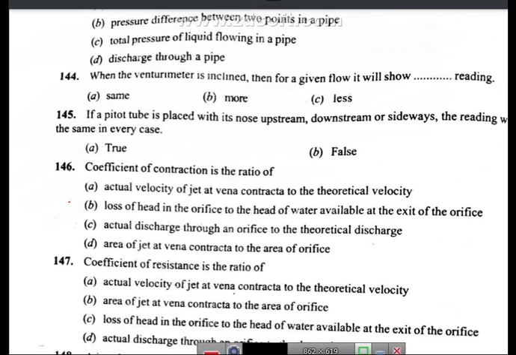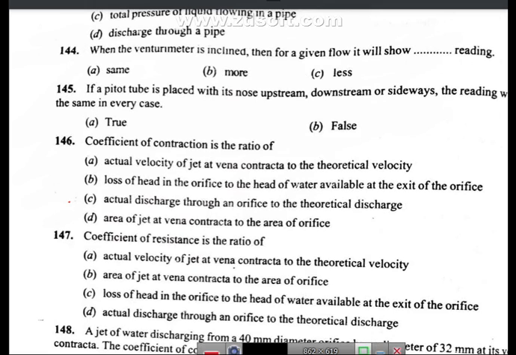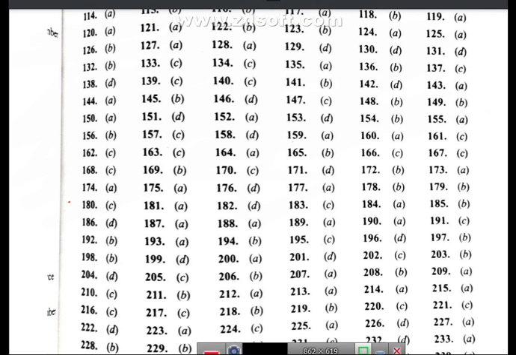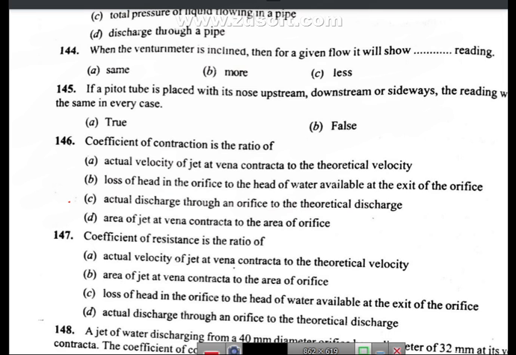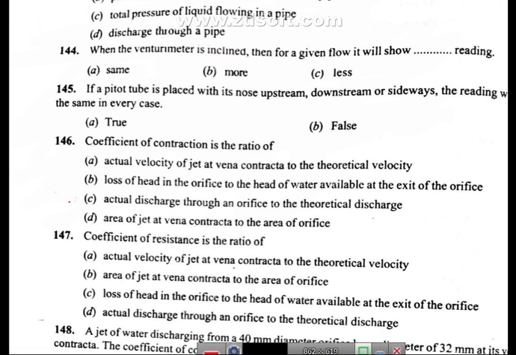Question 144. When the venturimeter is inclined, अगर inclined में है, then the given flow it will show. कैसे रीडिंग करेगा? Same reading, more या less. Venturimeter is inclined condition में. That is 144. The right answer is A. Same. When the venturimeter is inclined, then for a given flow it will show same reading.